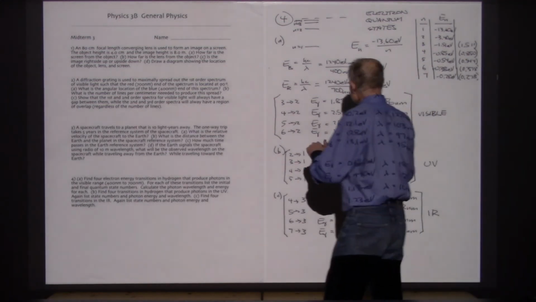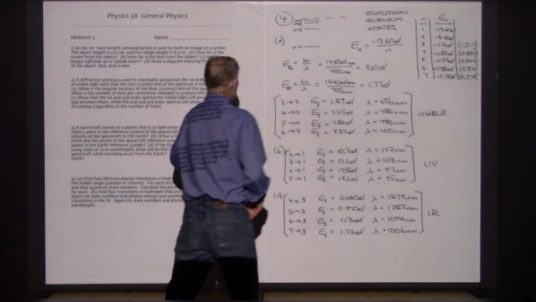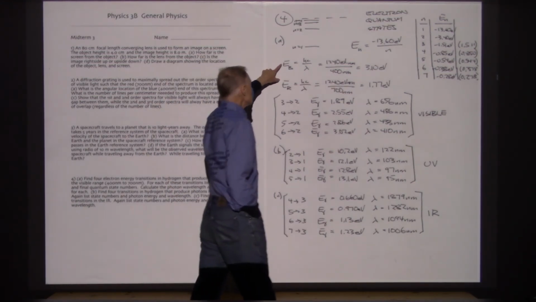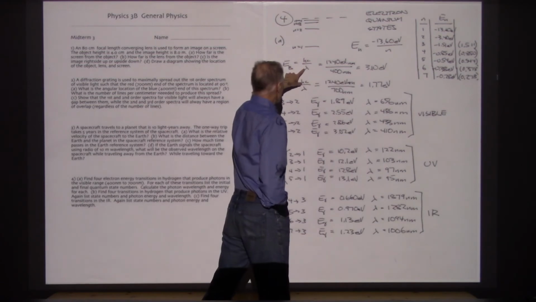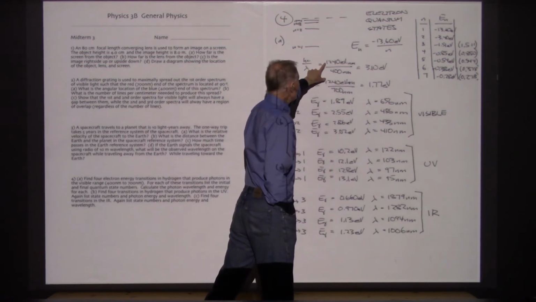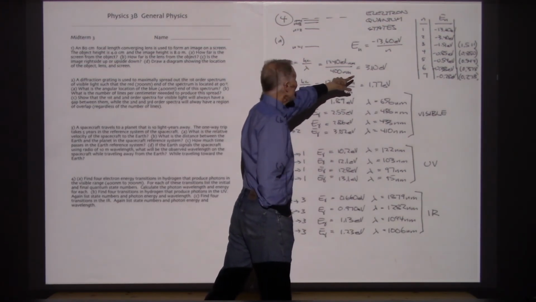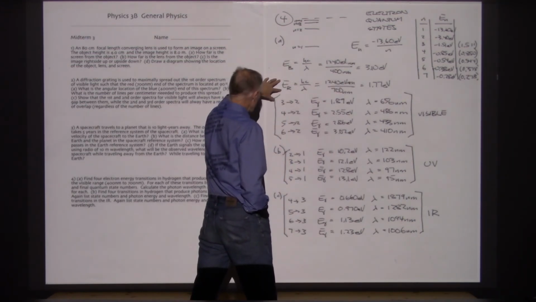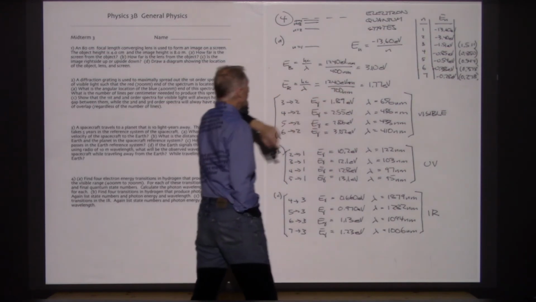Now for the visible part of the spectrum, which they're asking about in part A, the energy at the blue end of the spectrum, we can get that as hc over lambda. That would be 1240 eV nanometers over 400. That's 3.10 eV. At the red end of the spectrum, those photons have an energy of 1.77.